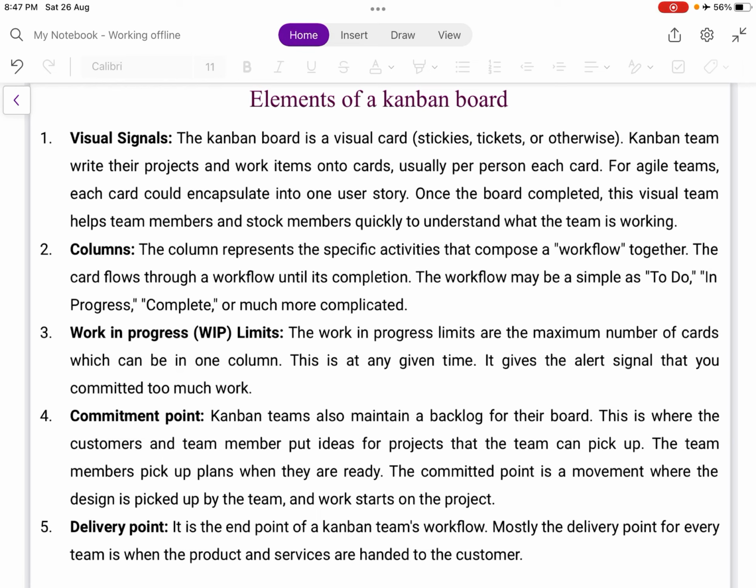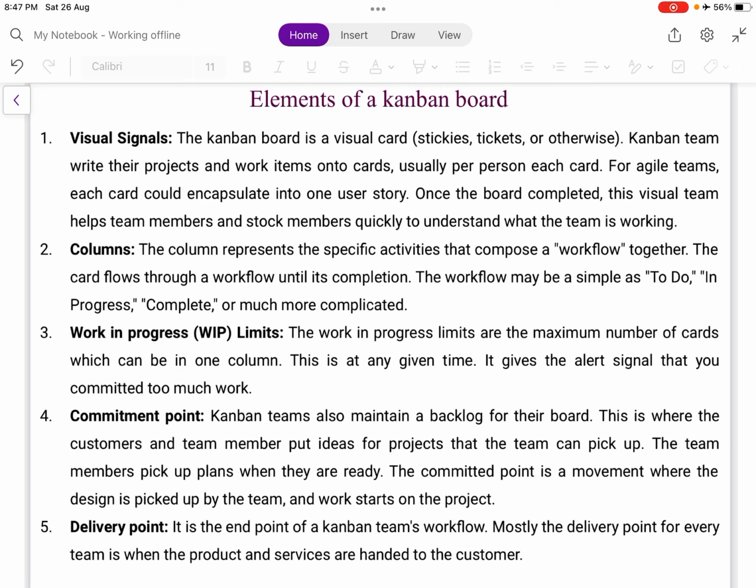Commitment point. Kanban teams can maintain a backlog on their board. This is where the customers and the team members put ideas for projects that the team can pick up. The team members pick up plans when they are ready. The commitment point is the moment where the design is picked up by the team and work starts on the project.